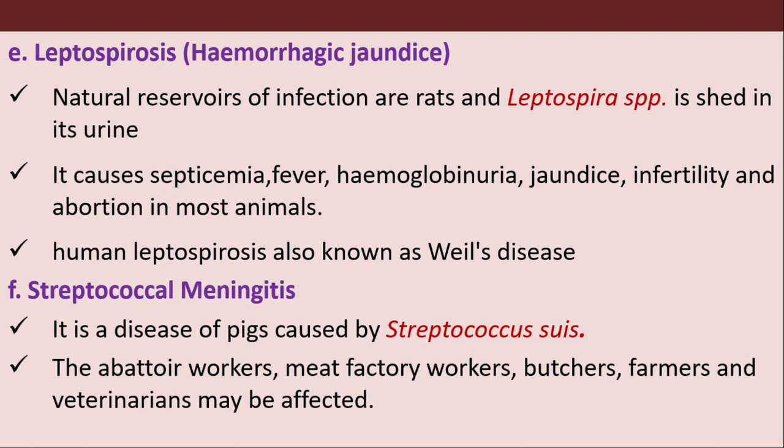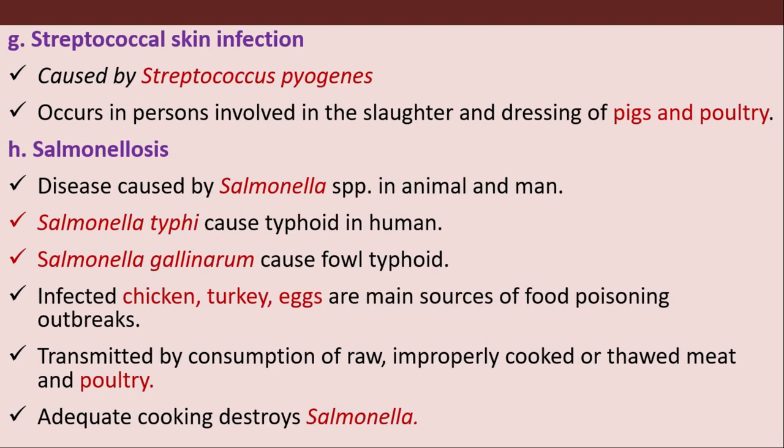Streptococcal meningitis. It is a disease of pigs caused by Streptococcus suis. The abattoir workers, meat factory workers, butchers, farmers and veterinarians may be affected. Streptococcal skin infection is caused by Streptococcus pyogenes. It occurs in persons involved in the slaughter and dressing of pigs and poultry.